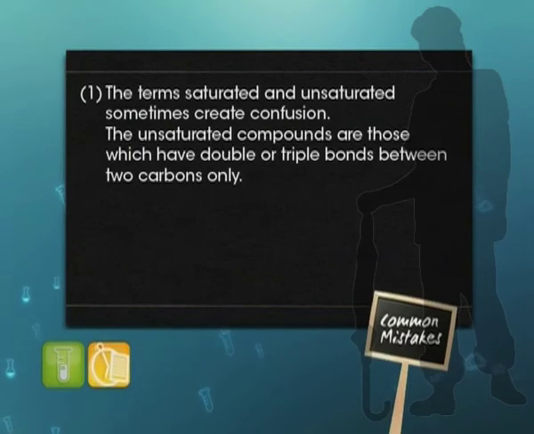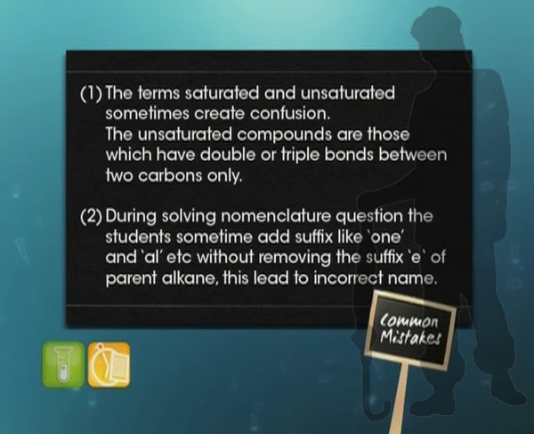Time to make note of the exam traps so that you don't lose marks unnecessarily. The terms saturated and unsaturated sometimes create confusion. The unsaturated compounds are those which have double or triple bonds between 2 carbons only. During solving nomenclature questions, the students sometimes add suffixes like 1 and al, etc. without removing the suffix e of the parent alkane. This leads to the incorrect name.